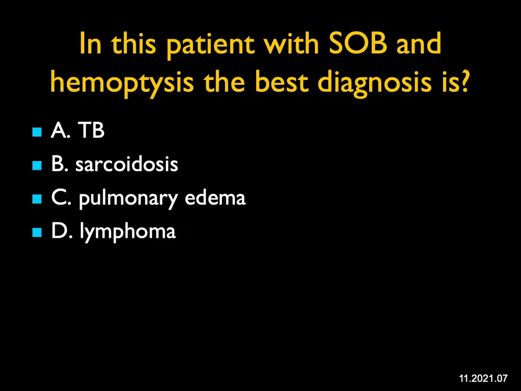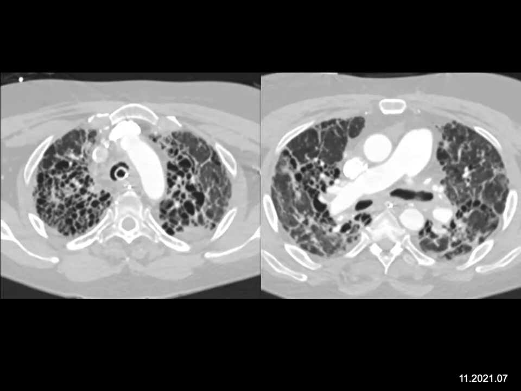In this patient with shortness of breath and hemoptysis, what's the best diagnosis? Well, you see the patient's intubated. They're really short of breath. You see destruction of the lung parenchyma. You can see the pulmonary arteries are large. It could be TB, but there's really too much cystic spaces for TB.